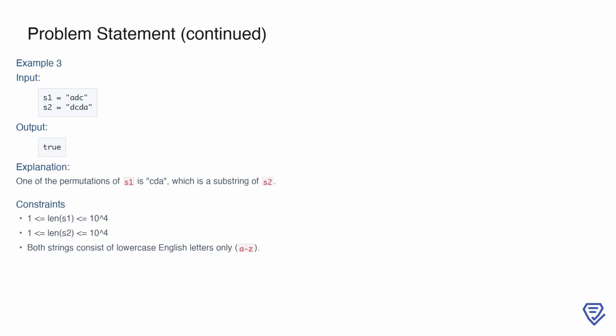With these examples in mind, notice that the problem requires you to carefully handle substring checks and account for all possible permutations of S1. Additionally, pay close attention to the constraints. The lengths of S1 and S2 can go up to 10,000, which means an efficient approach is necessary. Brute force solutions that explore all permutations explicitly may not be feasible.